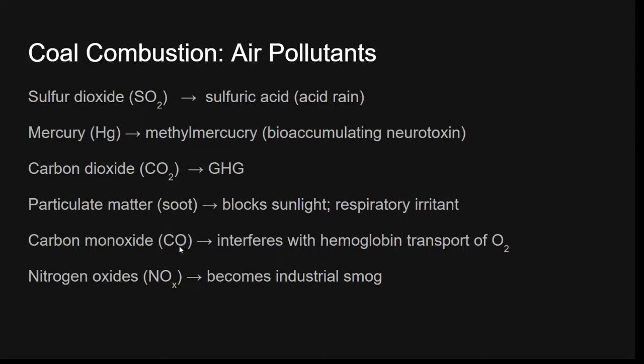Carbon monoxide is another thing. If carbon dioxide is produced, almost always carbon monoxide is also produced. Carbon monoxide is the thing that people get, like if they run generators in their garage and it's closed, they get carbon monoxide poisoning, and you can die from that. It interferes with the hemoglobin transport of oxygen in your blood, and it always comes from the incomplete combustion of carbon. And then lastly, nitrogen oxides, which we just make NOx, and that might be NO, NO2, or NO3. And all of those are part of something called industrial smog, which we'll learn about in later units. So these are our coal combustion air pollutants.